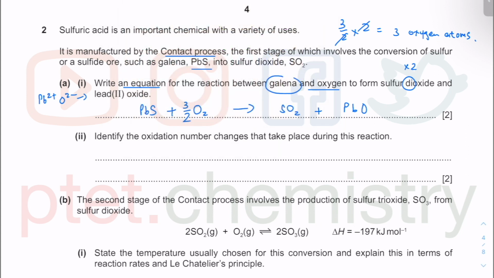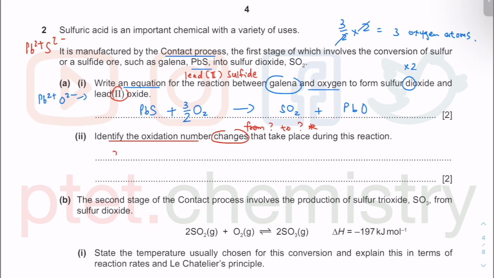Anyway, the next bit, identify oxidation number, but be careful, they want the changes. Changes means from something to something. So make sure you specify that. Okay, we know we started from lead 2. We need to work out lead 2 oxide formation from lead 2 sulfide. So this thing is called lead 2 sulfide, ide because it's Pb2+, S2-. So we can see that there is no change in the oxidation number of the lead there at all.